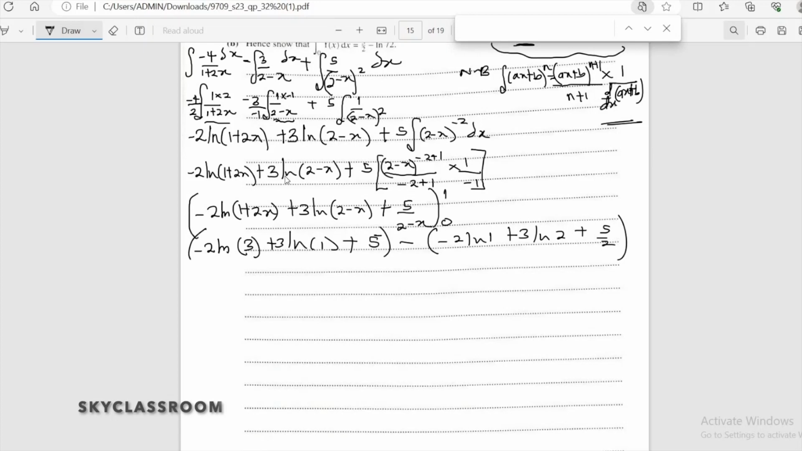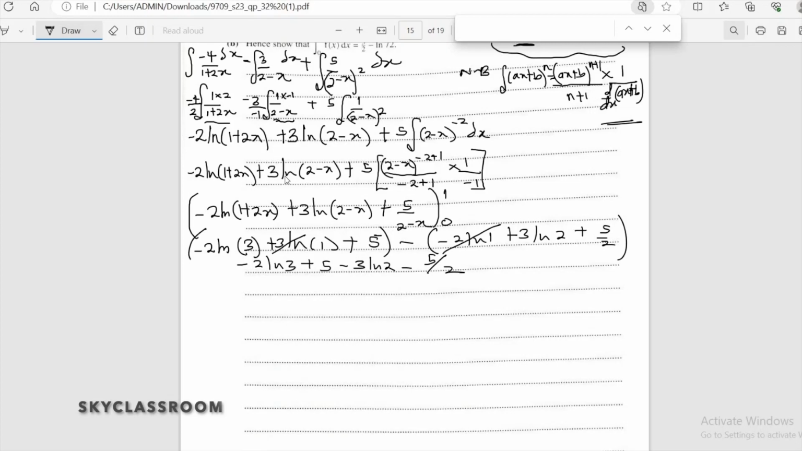So at the end of the day, lane 1 is always 0, so all this one will be 0. Lane 1 is always 0, all this one will be 0. What we're left with is minus 2 lane 3 plus 5, opening bracket here by minus 3 lane 2 minus 5 over 2. Now let's play with this expression so we can prove what they ask us to prove.